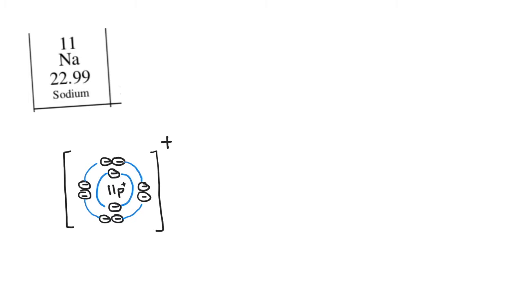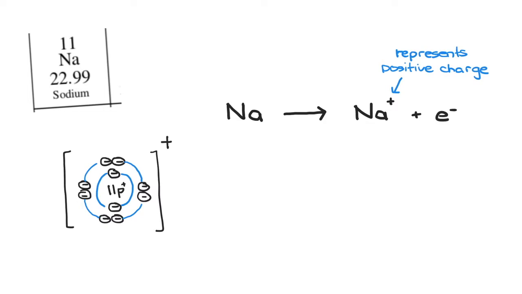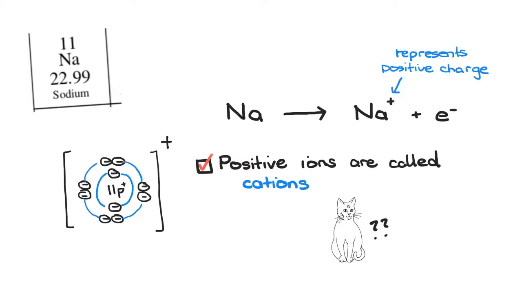Now, this reaction can be represented by an ionic equation, where the charge on the ion represents the imbalance of positive or negative charges. Overall, metals tend to form positive ions. These are known as cations.